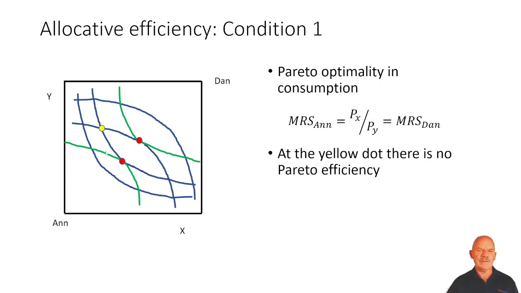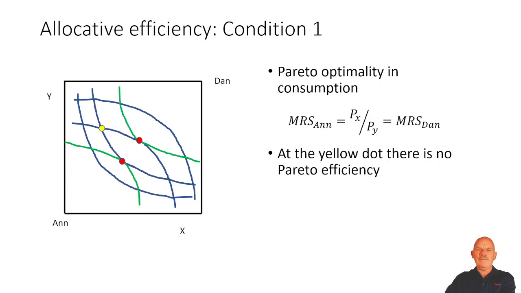Similarly, if we move from yellow to the bottom red, we stay on one of Ann's curves, so we don't harm her at all by moving from yellow to red. But we are improving Dan's situation, because from yellow to the bottom red, we move to a higher indifference curve, the green one, for Dan, which is his best of the 3. So moving from yellow to either one of the reds means we improve at least one of the consumers' situations, and that means yellow isn't a Pareto optimum.